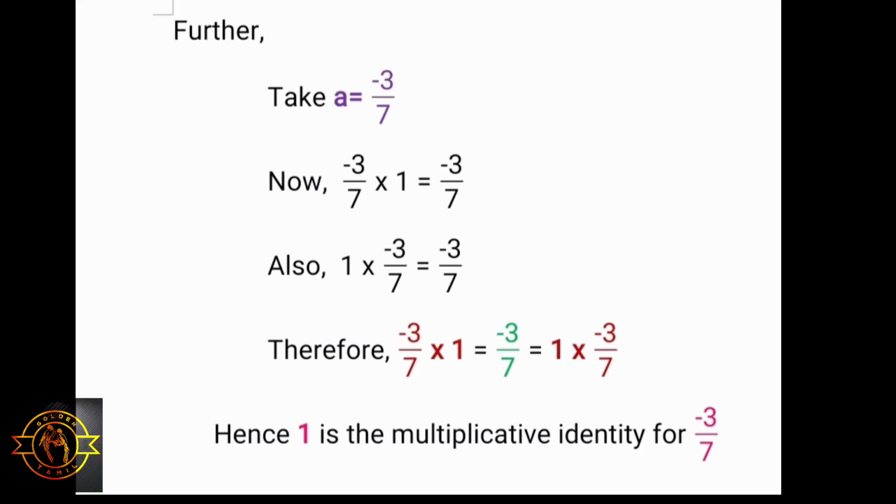And further, let us see a multiplicative identity. Take a is equal to minus 3 by 7. Now minus 3 by 7 into 1 is equal to minus 3 by 7. Also 1 into minus 3 by 7 is also equal to minus 3 by 7. And hence we can say that minus 3 by 7 into 1, which is equal to minus 3 by 7, is equal to 1 into minus 3 by 7. Hence 1 is the multiplicative identity for minus 3 by 7.